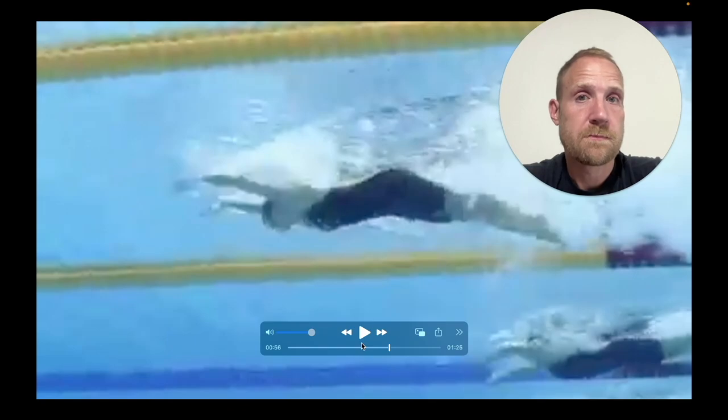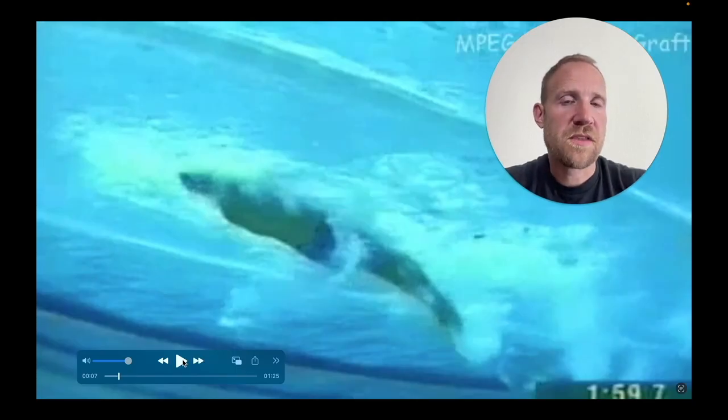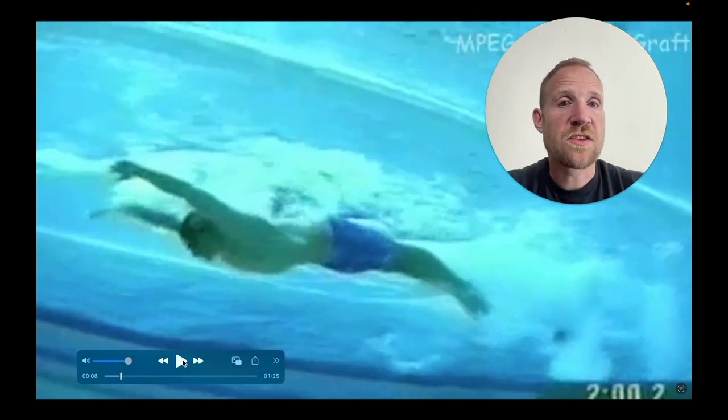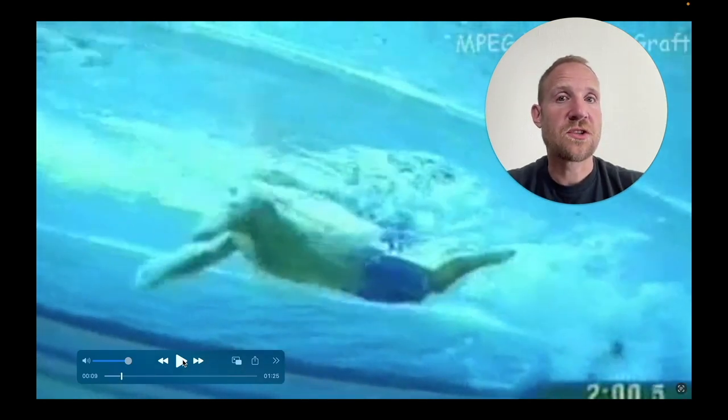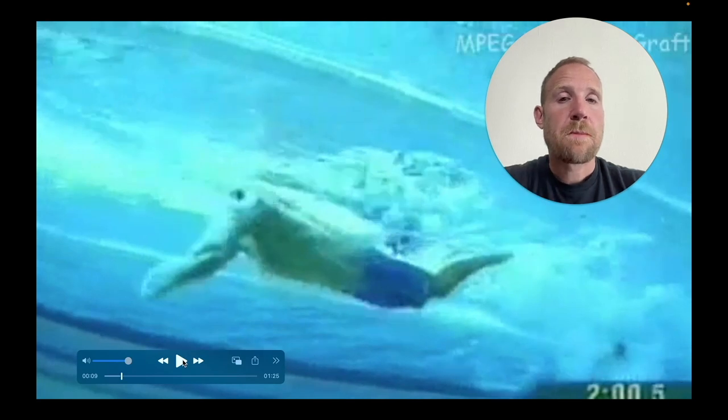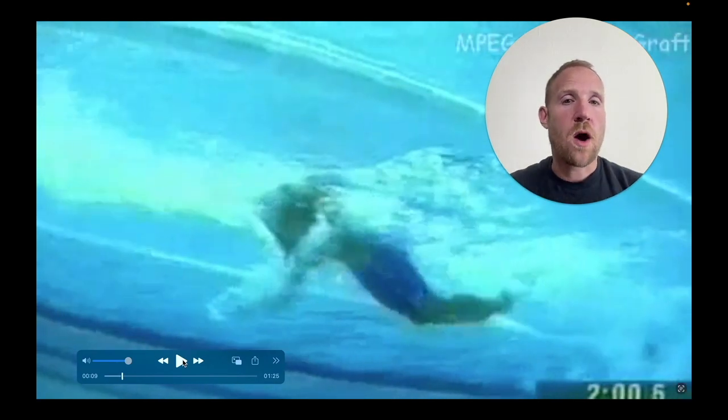And that's why great timing is so important. So another key aspect of the undulation to limb timing in butterfly is the recovery of the arms. Because the chest has lifted to start that upwards undulation, that upwards rotation, the shoulders are going to be up out of the water, which is going to allow for a fluid and effortless arm recovery.